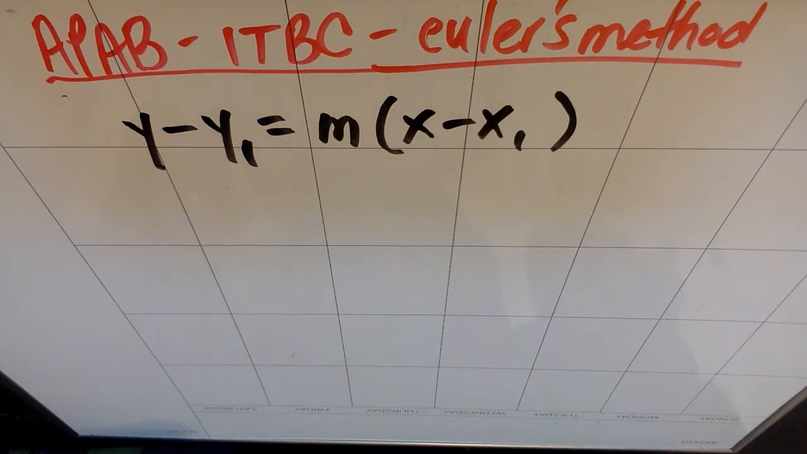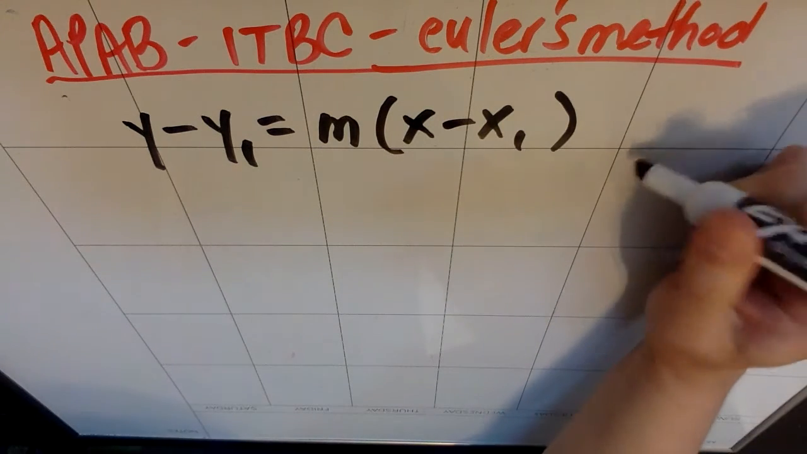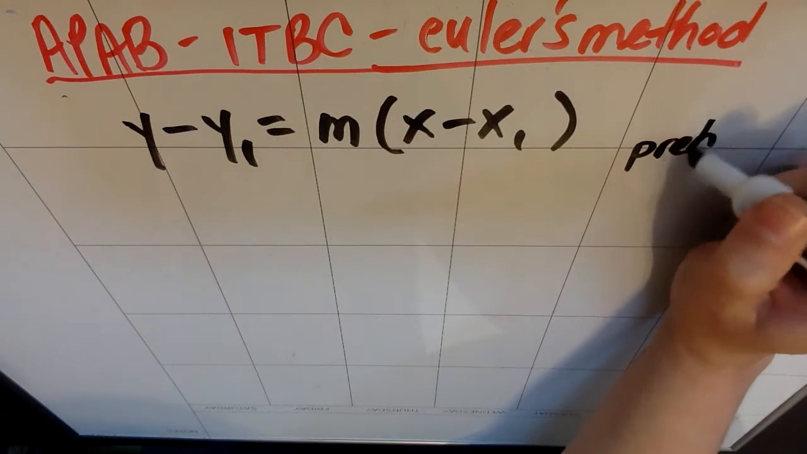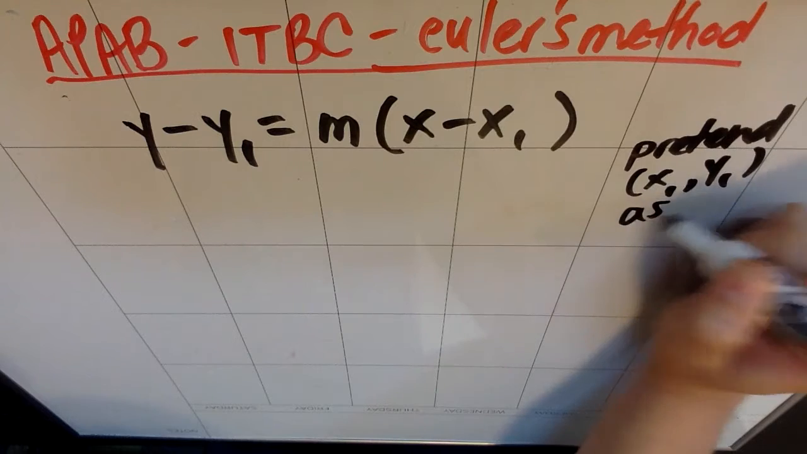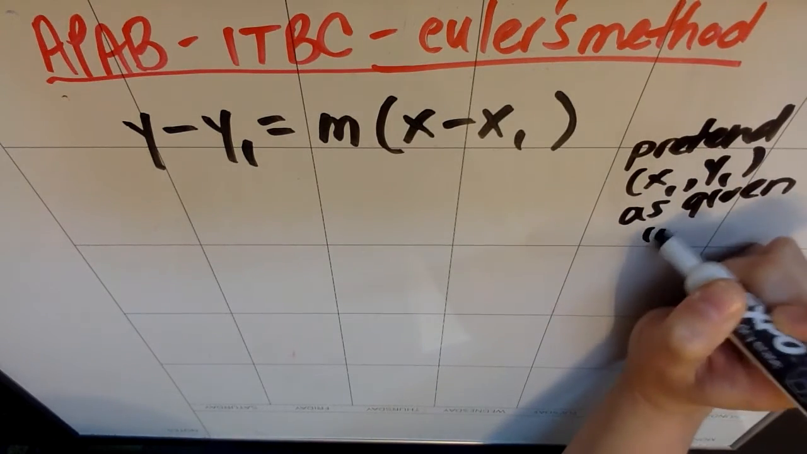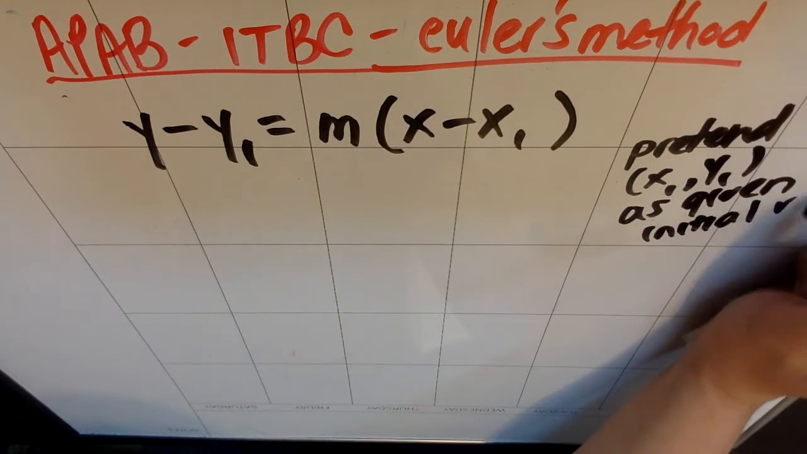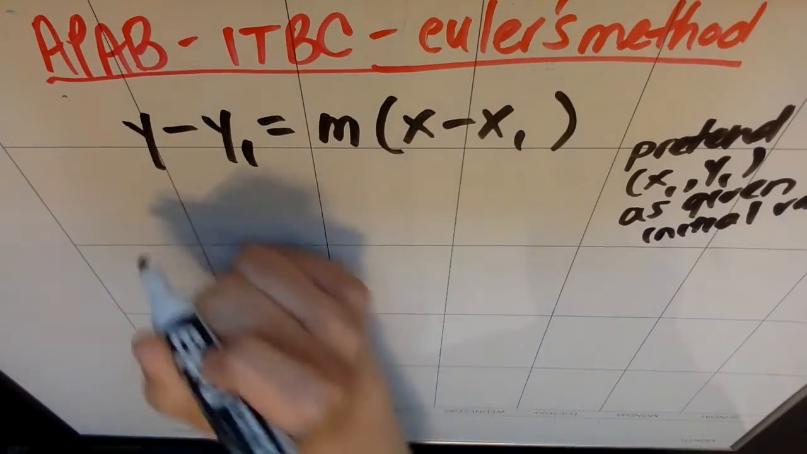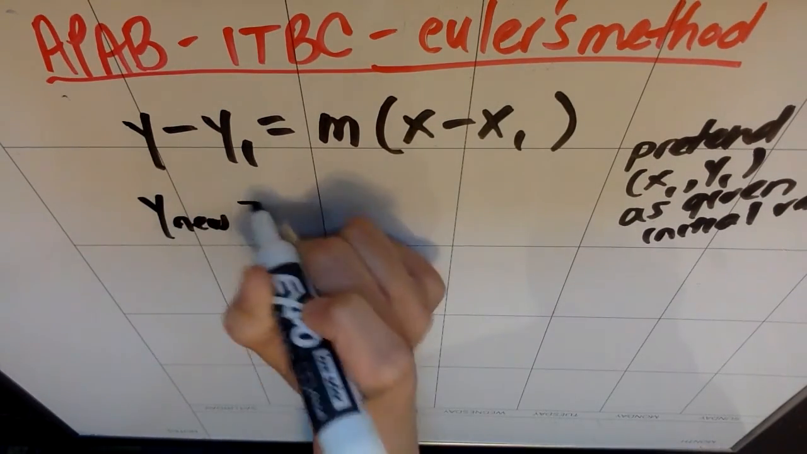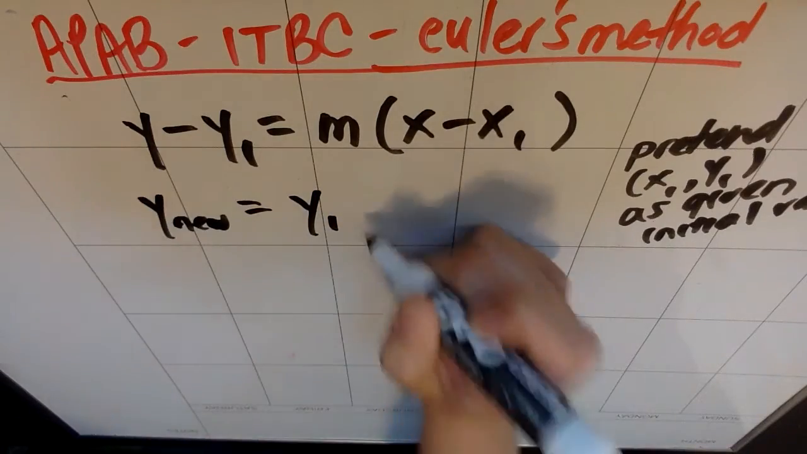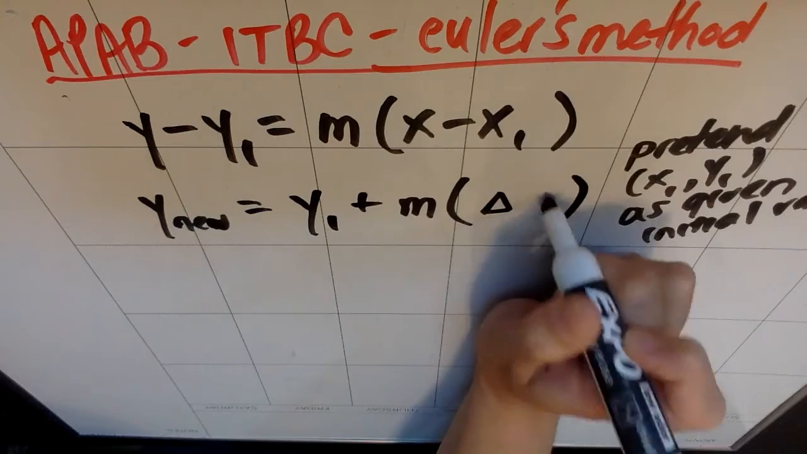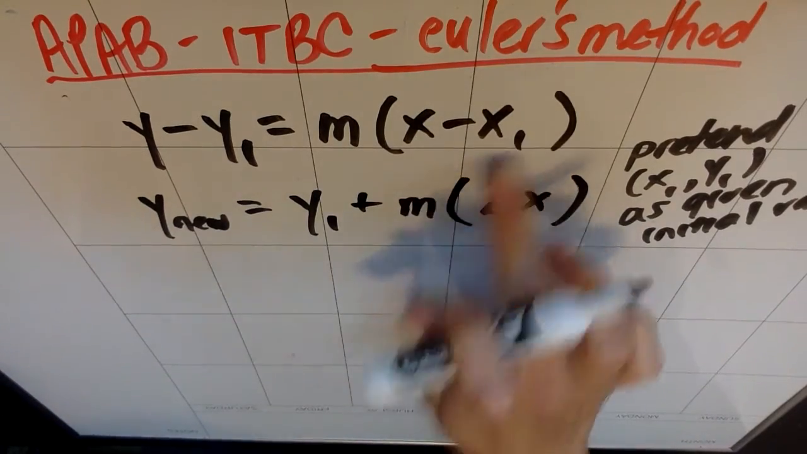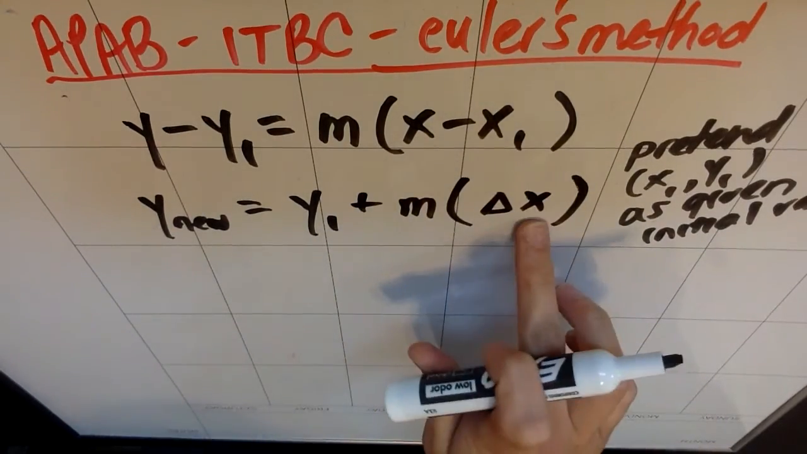So when we talk about doing this, one way to think about it is we can think of (x1, y1) as the given initial value. That's the numbers that we know. So if that's my initial value, then my new y would be equal to the old y, because I'll add that y1 over, plus the slope times, and this is an interesting thing, the amount of x difference from the first x to the next x, that's called delta x.